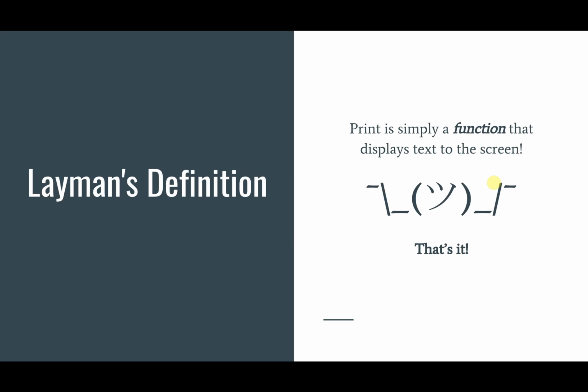Now, you're probably wondering what that even means, as you should. That's really cryptic, and it doesn't really explain what it does. So in layman's terms, print is what's called a function that displays text to the screen. That's it. That's all you need to know about print. We're going to look at how we can use it in just a second, but I want to touch on this idea of functions because it's really important.